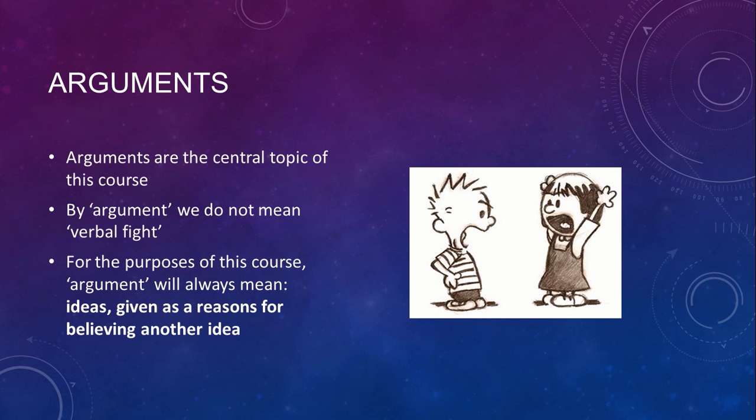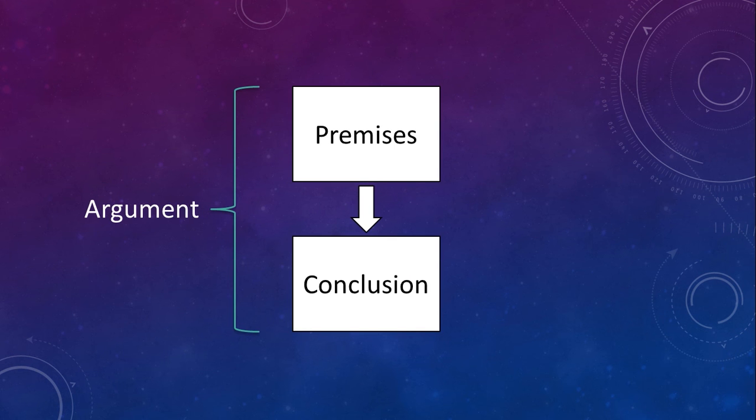So, arguments are the main topic. And an argument, I want to get this right off the bat very clear, is not the idea that you're presenting as a reason to believe something, which is a premise. A premise is a reason for believing a conclusion. A conclusion is the thing that you're trying to show, trying to justify. An argument is neither of those things.